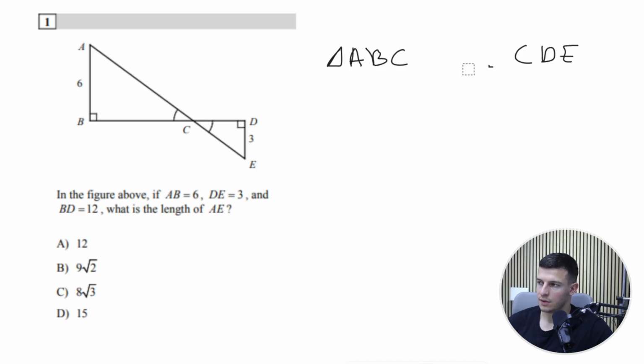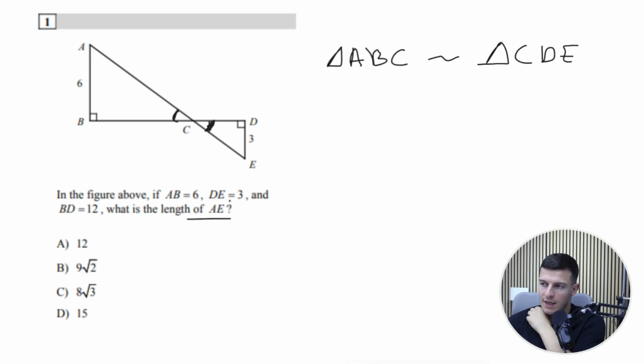Let me delete that actually. Try one more time. There you go. They're both right angle triangles, though that's not enough for similarity. We also see that these angles are adjacent angles, meaning they're equal to each other. So we have two angles that are the same, which means the third one will also be the same. That means we can safely assume that these two are similar triangles.